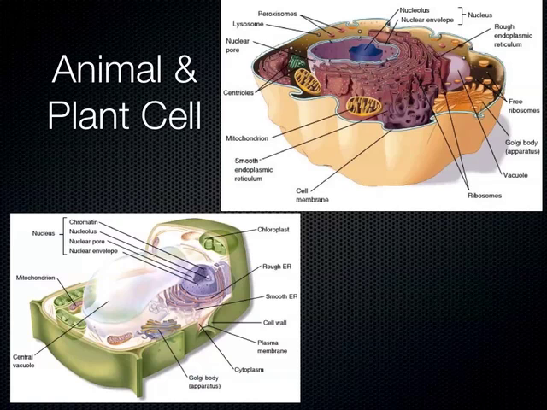The oval with the folds is the mitochondria. The lysosome and vacuoles are just little bubbles. If we look at the plant cell, the organelles are basically the same. We have the nucleus with all the parts. We have the large vacuole in the middle of the plant cell. We have the cell wall on the outside.